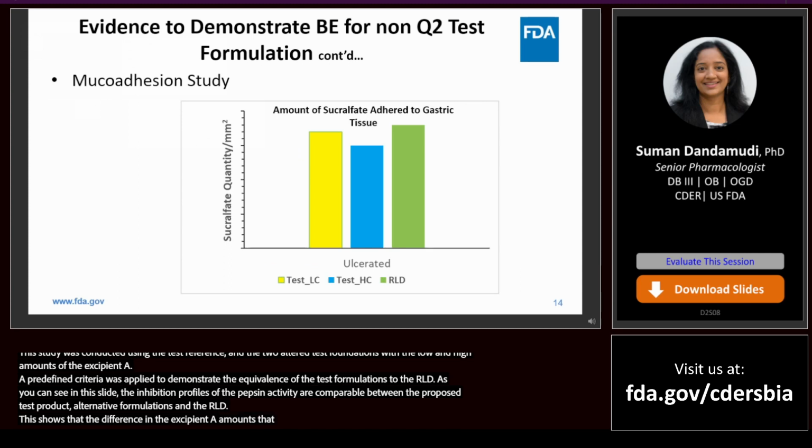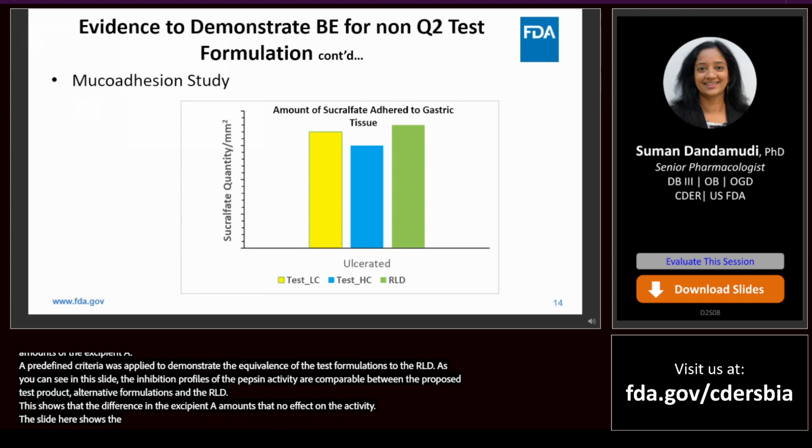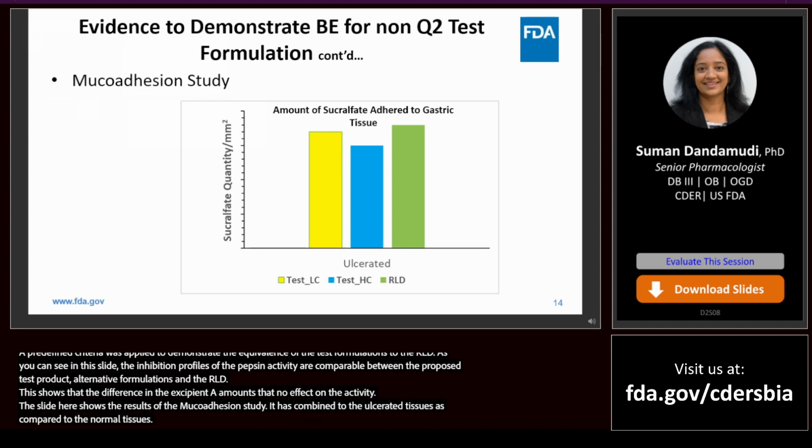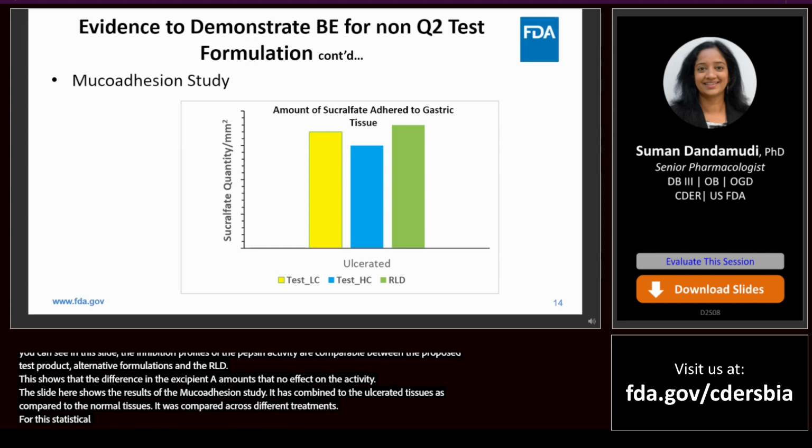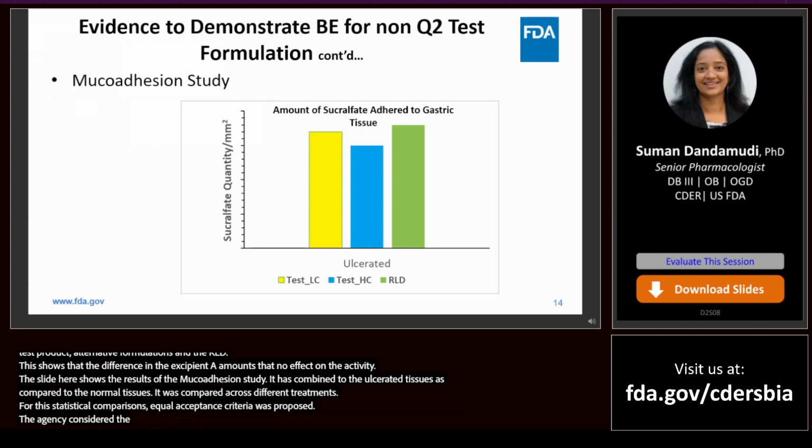The slide here shows the results of the mucoadhesion study. Sucralfate has preferential binding to the ulcer tissues as compared to the normal tissues. The amount of sucralfate bound to the ulcer tissue was compared across different treatments. For the statistical comparisons, equivalence acceptance criteria was proposed. Based on the scientific rationale with supporting data, the agency considered the proposal to be adequate. As shown here, the sucralfate bound to the ulcerated tissue was comparable across the different treatments tested.